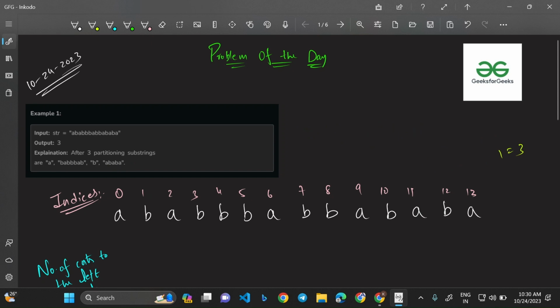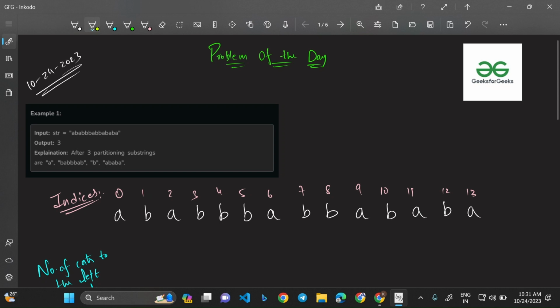So what is the approach? Now we have understood the question. We need the minimum number of cuts. There might be another set of partitions that also results in all substrings being palindromes, but that might require more cuts.